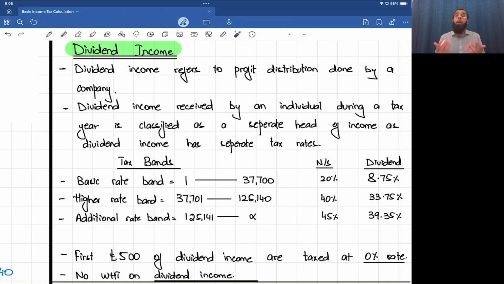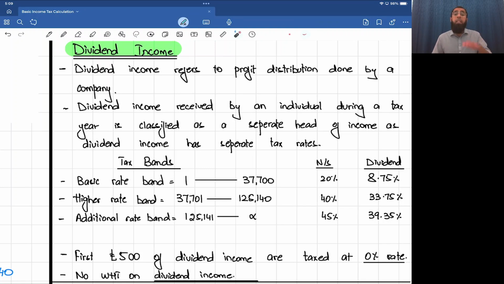Now, when we talk about dividend income, first of all, what is dividend income? Profit distribution done by the companies. When the companies do the profit distribution and the profits are received by individuals, those are considered as dividend income. When a company earns a profit and makes a distribution, the distribution received by an individual will be considered as dividend income, on which the individual will have to pay income tax.